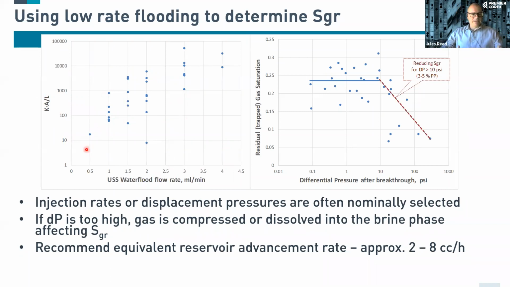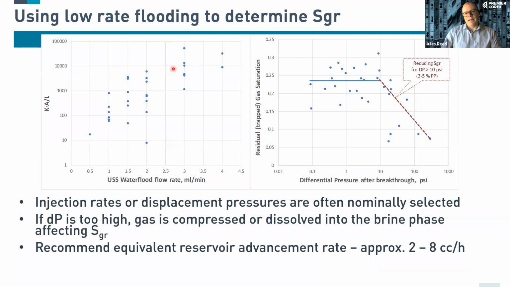And if these are done correctly, so that we're basically using the same displacement force, equivalent displacement force, capillary number for each of these samples, what you should see is basically a tight line where the low permeabilities are done at a low rate that provide the same capillary number as the high perms, which require a higher rate to achieve the same capillary number. And so what we see here is a massive range of nominal selected injection rates.